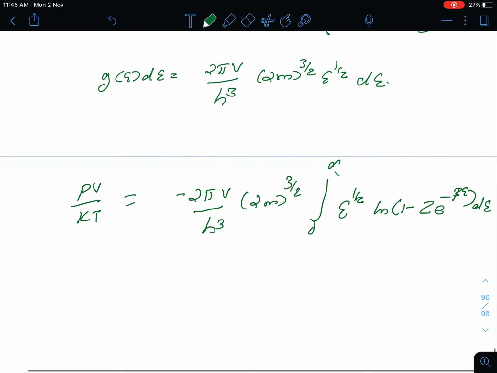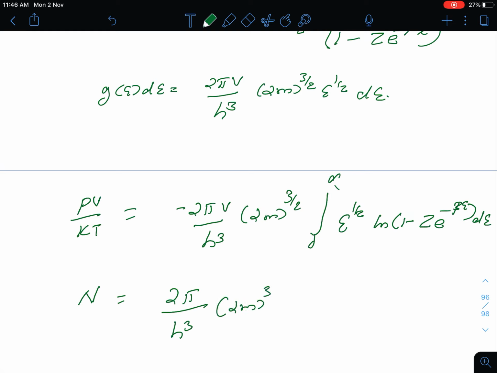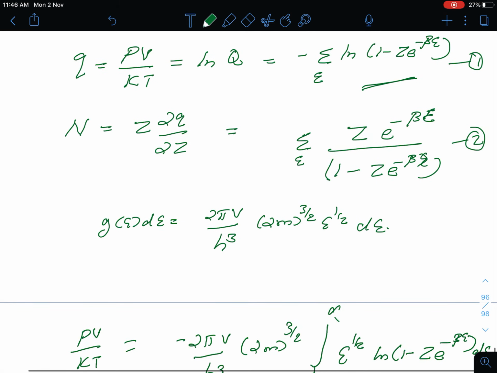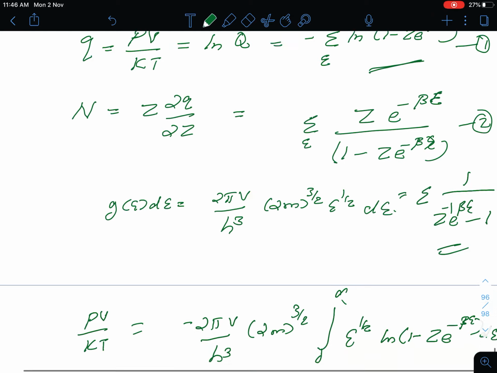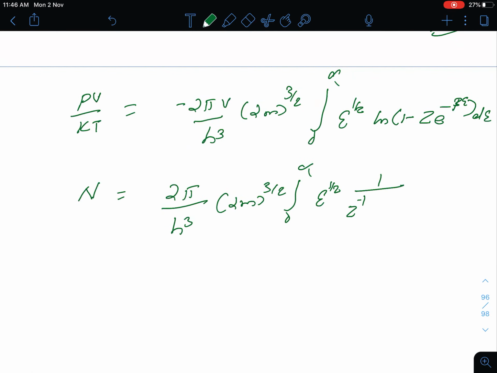So what is capital N, which is simply 2 pi V by h cube 2m raised to 3 by 2 integral 0 to infinity e raised to half, okay, I'm dividing throughout by z e raised to minus beta e. So what it becomes is 1 by z raised to minus 1 e raised to beta e minus 1 dE. Okay, so this is also the same expression. So you look at these two expressions, 3 and 4.